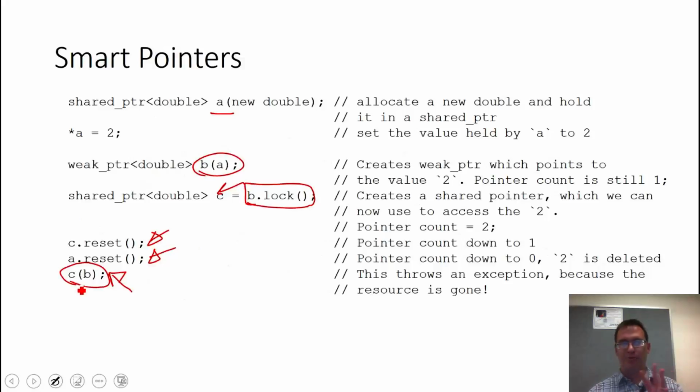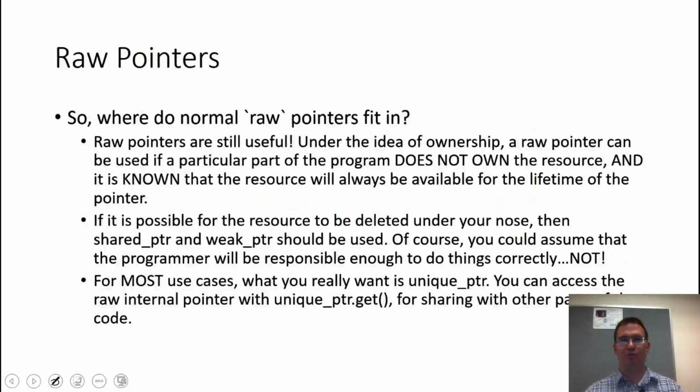So those are the 3 major smart pointers. But what about a normal pointer, or as otherwise known, a raw pointer? Raw pointers are actually still useful. And if we consider them from the perspective of ownership, a raw pointer can be used if a particular class does not own the resource. It's not in charge of it. And it is known that the resource will always be available.